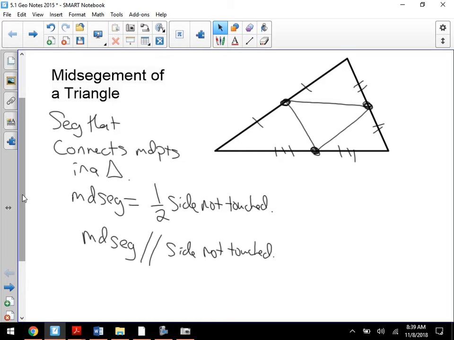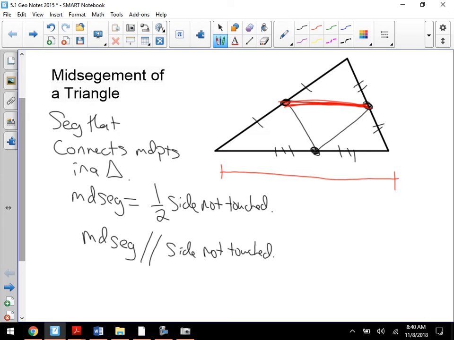So if I look at it, this is the mid-segment. It doesn't touch that bottom part. It touches the 2 other sides. So if this bottom part is 10, how much is the mid-segment? 5. If this mid-segment here is 4, how much is the side? 8. Very good. Go the other way. Because the mid-segment is half the side it doesn't touch, that means this side is 8.